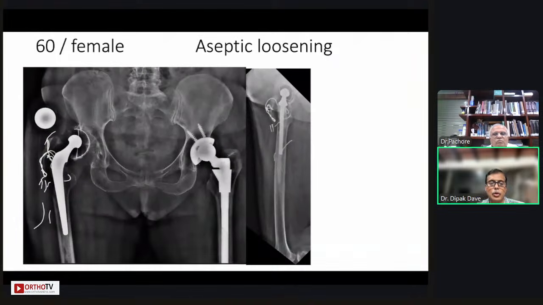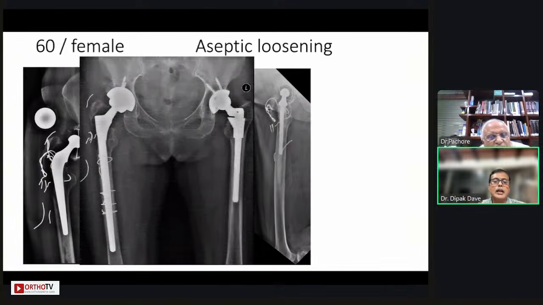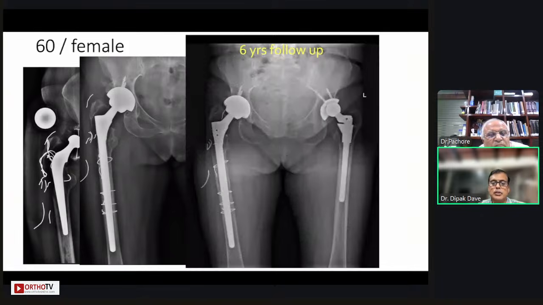60-year-old female, look at the diaphysis, isthmus is very good. Proximally there is extensive bone loss around this implant. So I have removed that, done an ETO, removed the cement, and I have used a 225 distal loading titanium Wagner stem, and you can see this patient recently came for follow-up, 6 years follow-up.